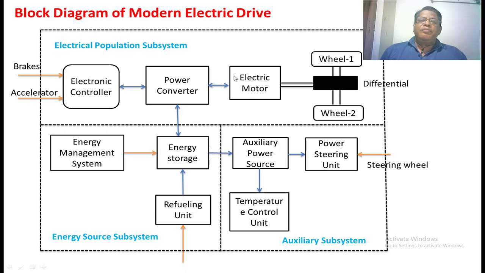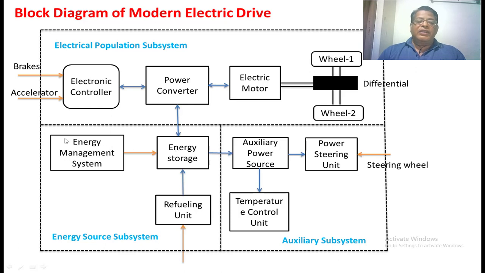So whenever we say propulsion, it means how much power we are going to give to the wheels of a vehicle so that the vehicle will run very smoothly on the roadway. Now if we come to the energy management system, it will take and give information to the energy storage device and refilling unit. If the battery is discharged, that information will be taken from the energy management system. It makes sure that after a certain time the battery will be charged.